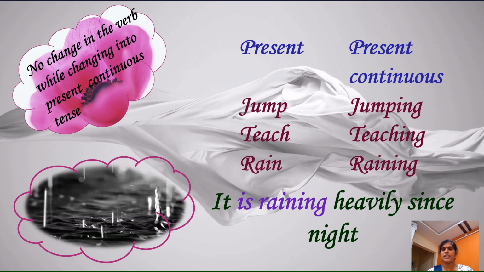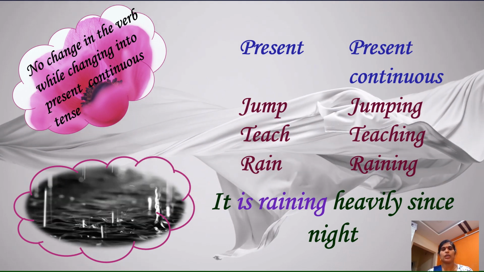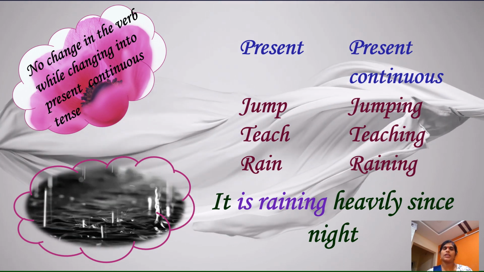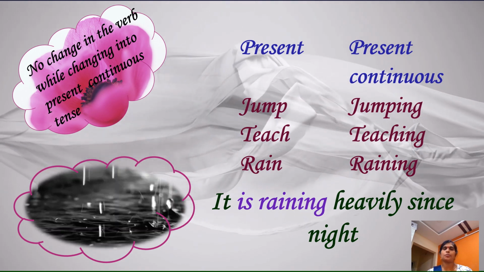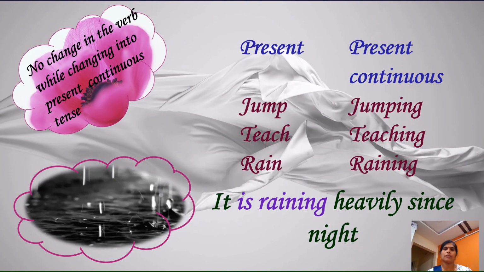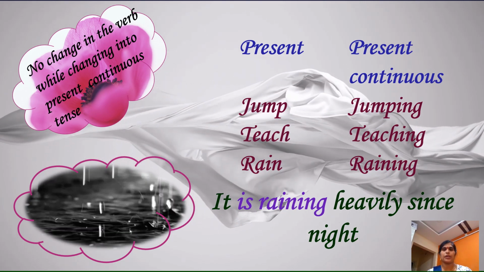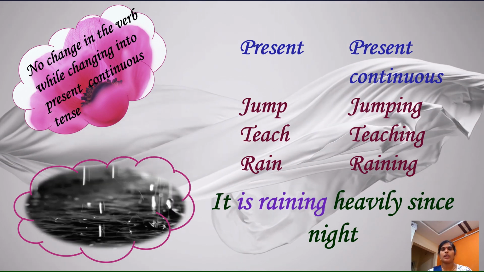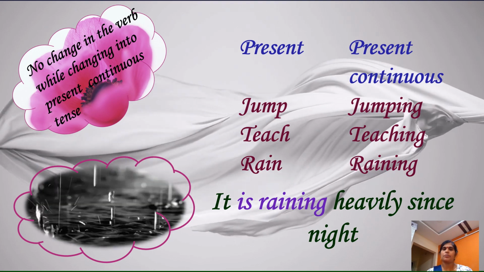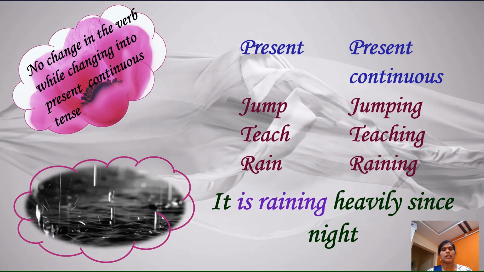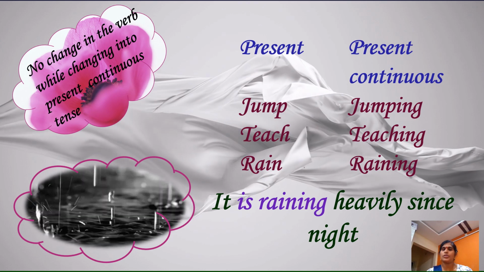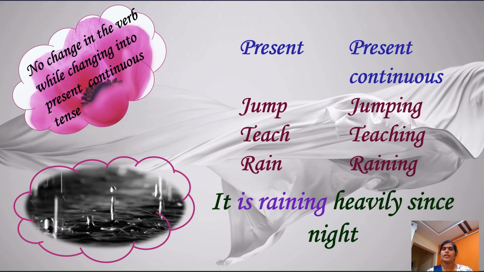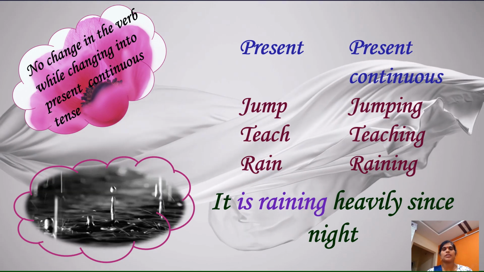Children, we shall see some of the present tense verbs changed to present continuous tense. No change in the verb while changing into present continuous tense. For example, jump, jumping, teach, teaching, rain, raining. Here, while changing the present tense verbs into present continuous tense, there is no change in the spellings. Let us see the sentence. It is raining heavily since night.